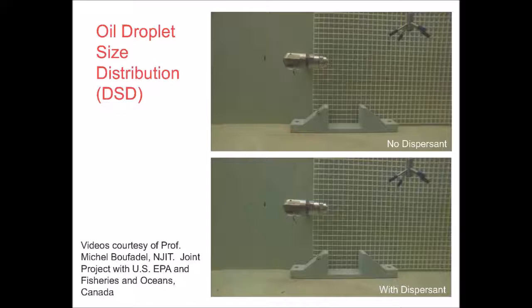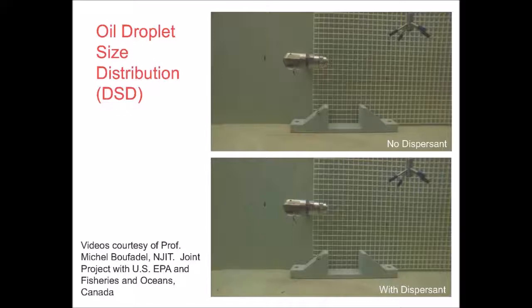So to predict the fate of oil, especially its transport, how fast it rises and where it goes, one of the most important things to predict is the size of the oil droplets. Smaller droplets will rise much slower than larger droplets. And so we have to know what the size is to know where they will go.